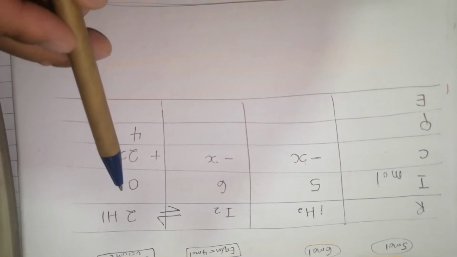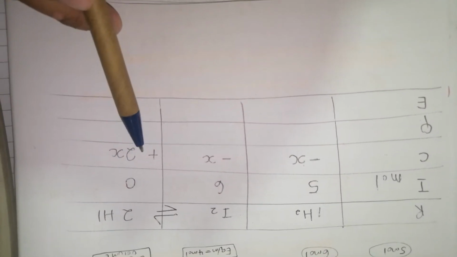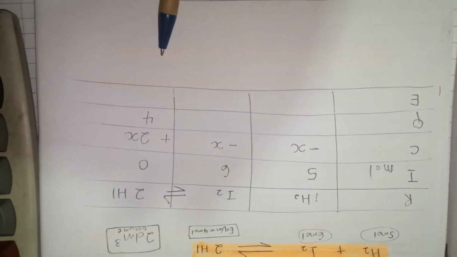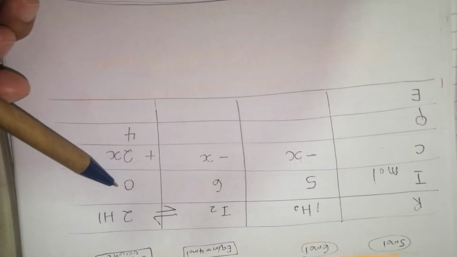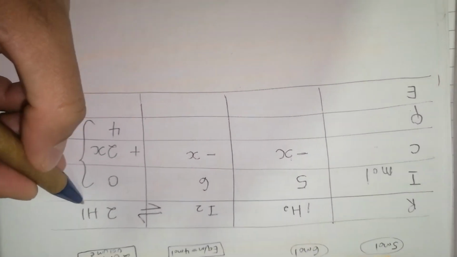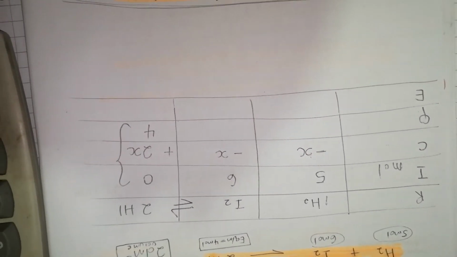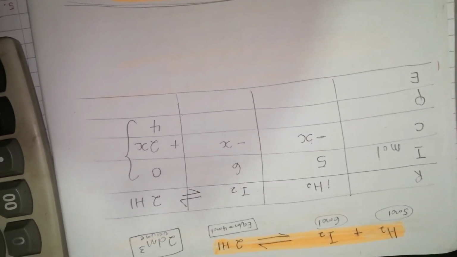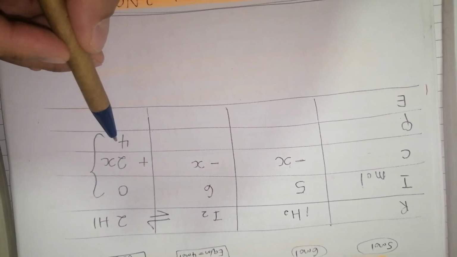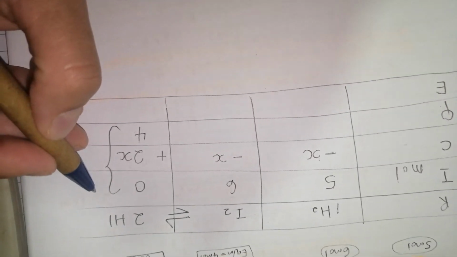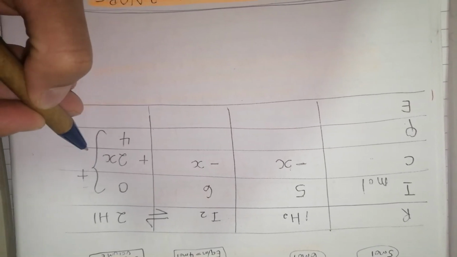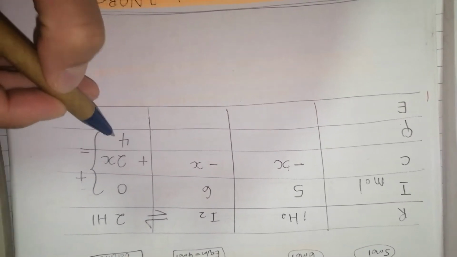But if you look at HI, we have the initial, which is 0. We have change, which is plus 2X. And we have Q, which is moles at equilibrium, which is 4. So because we have all of these 3 columns filled in, we can use HI, the product, to determine X. Now the way we do that is all you have to do is say the initial plus the change is equal to the moles at equilibrium. So it's basically the first number plus the second number. So you're going to add the two, and that is equal to the equilibrium number.